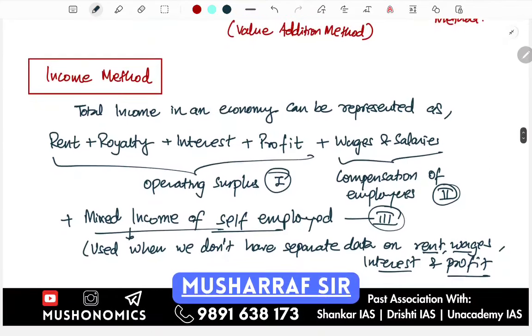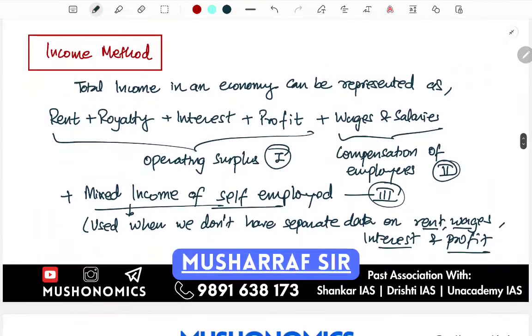So let's see once again. We are calculating GDP by the income method. We are taking the income of all the sectors present in the economy, right? For households, we talk about rent, royalty or interest, and profit. These things we get in exchange for factors of production, right?